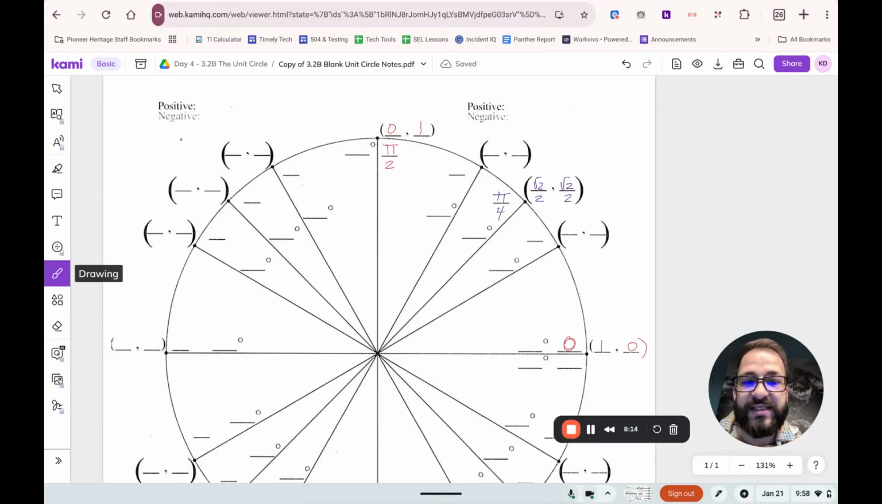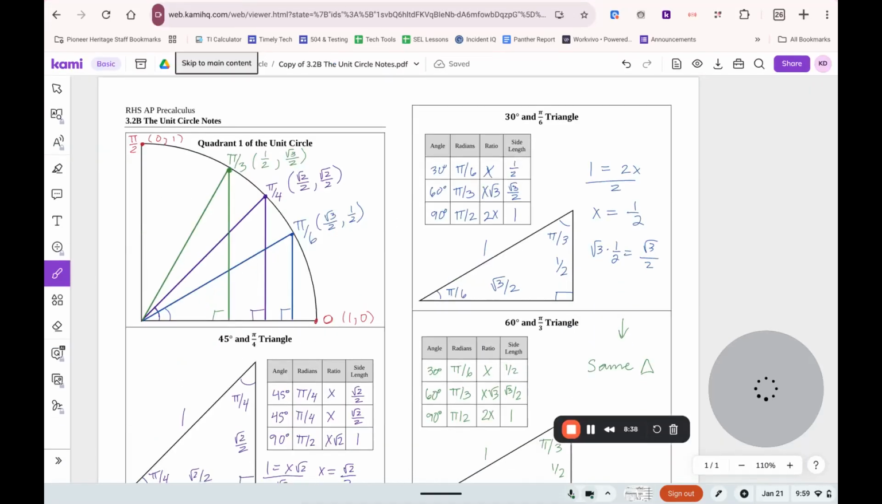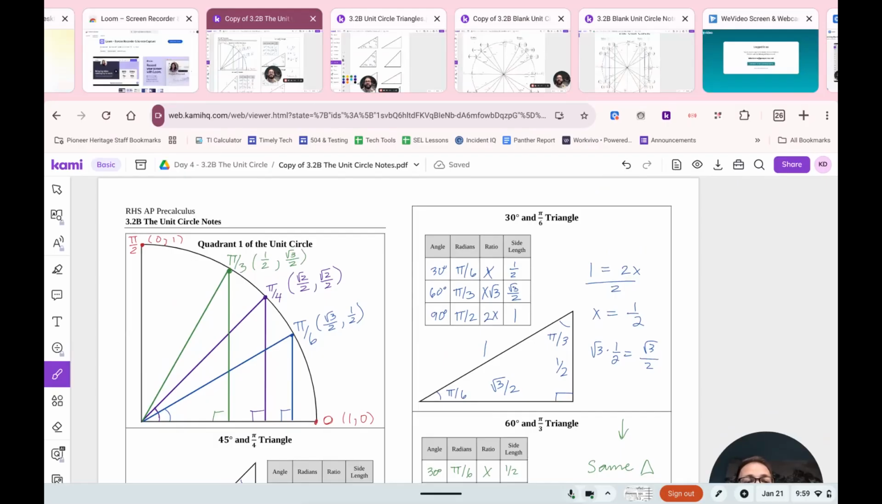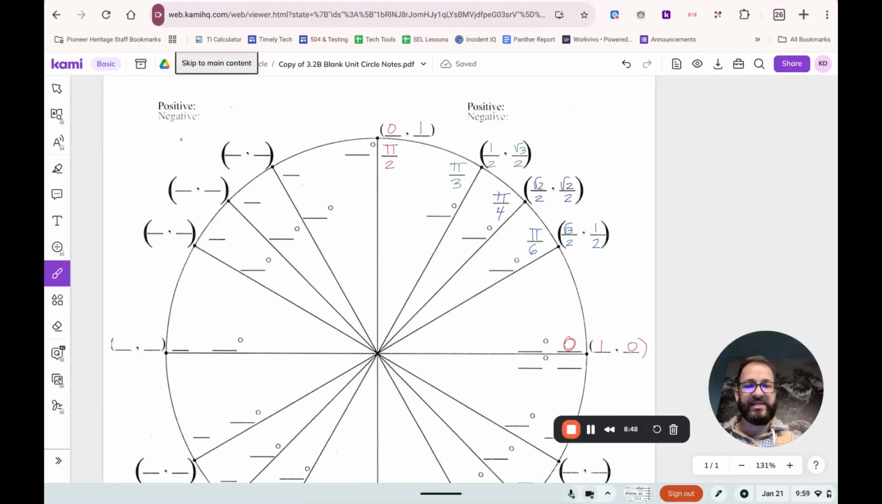Then pi over 6, this is our smallest angle measure, root 3 over 2, 1/2. And then, of course, pi over 3, which is 1/2, root 3 over 2. So all I've done is I've transferred over what we discovered over on our notes here, and I've now transferred it over to our official unit circle. All we're doing here, nothing too crazy.